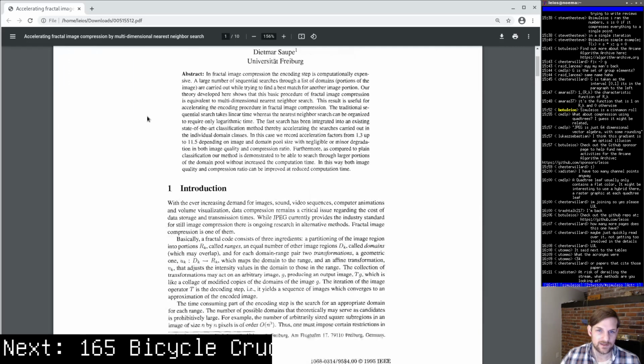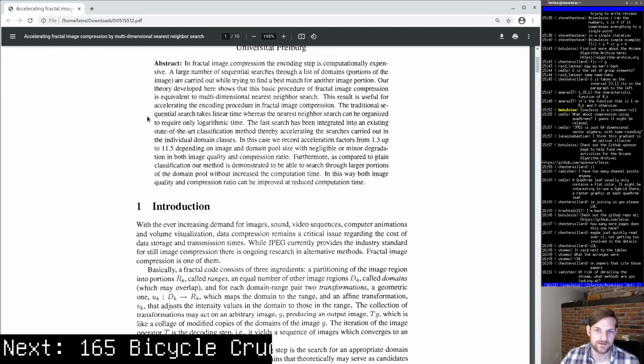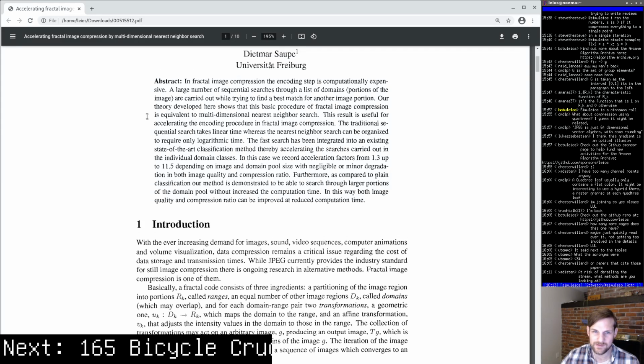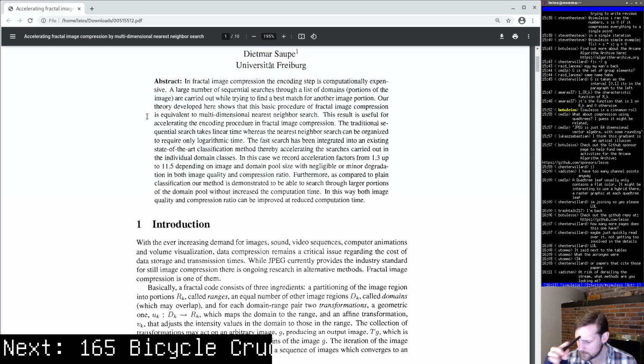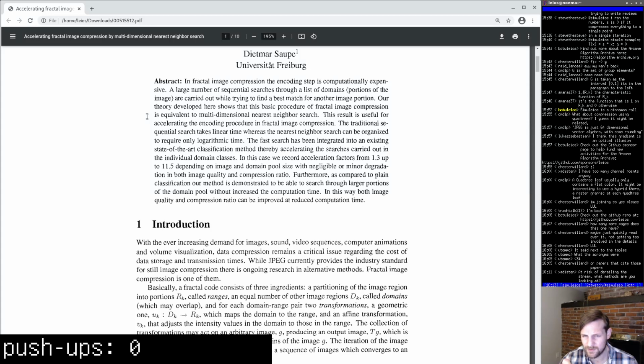Fractal image compression. The encoding step is computationally expensive. A large number of sequential searches through the list of domain portions of the image are carried out while trying to find a best match for another image portion. So this is obviously on the encoding step, but our question was about the distance metric, and the distance metric is on the decoding step, isn't it? Or am I dumb? I think it's on the decoding step. So I think this might be about something different, but let's see what we have here.